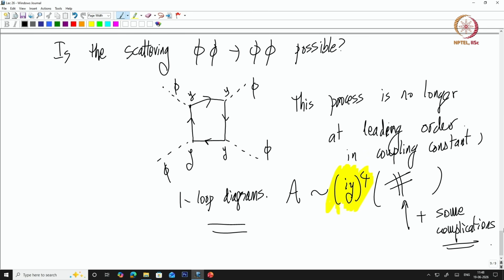In which psi psi goes to phi phi, it appears at higher order in coupling constant, two orders more in coupling constant compared to psi psi to psi psi. This is important to note, and it means that these diagrams are some special diagrams, called one loop diagrams. We will continue to see them, and they have some complications associated with the momentum integration, which we will see later on in one of these lectures.